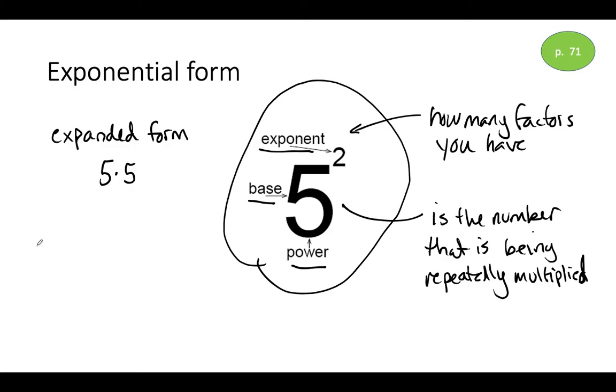Another example, if we had 4 to the 5th power, our base is 4, so that's the number that's going to be multiplied. So all of our factors will be 4s. And the exponent is just telling us how many factors of 4 we will have. We have 1, 2, 3, 4, 5 factors of 4. So here we have exponential form, and here we have expanded form.